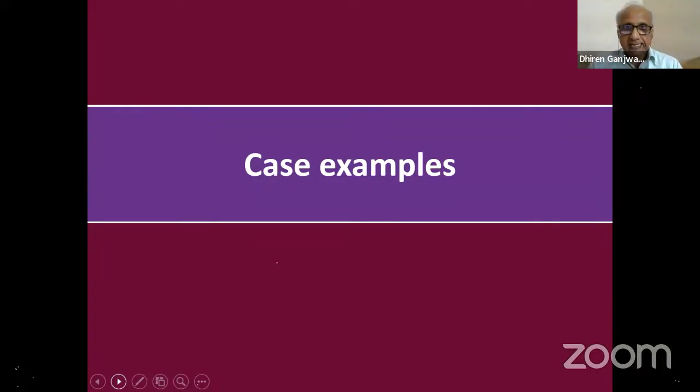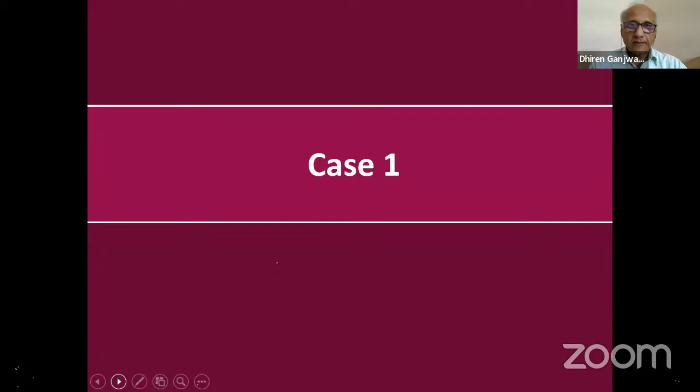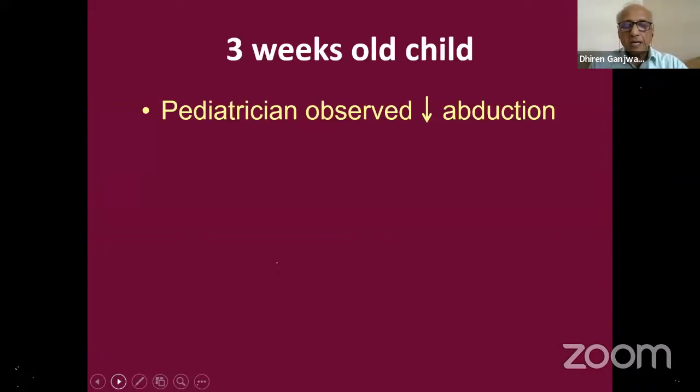And via these case examples, I will try to give the message of why early detection is important. So the first case, a very simple, very routine case: a 3-week-old child was examined by a pediatrician, who was examining the hip movement. He observed that the hip abduction is reduced. He did not actually carry out the Ortolani or the Barlow test, but he was carrying out a basic hip examination, and he observed that the hip abduction is reduced.